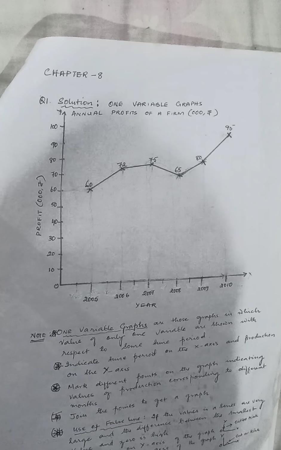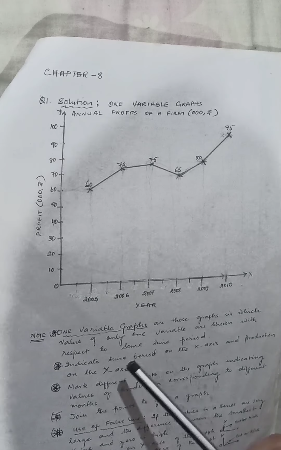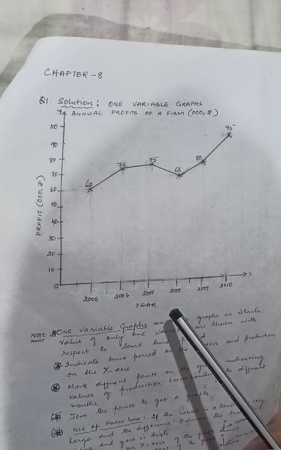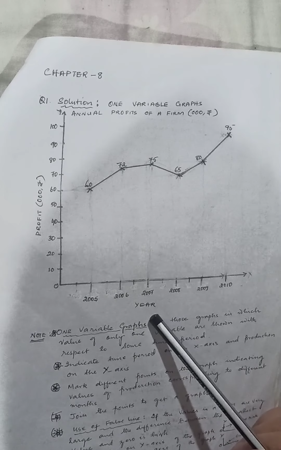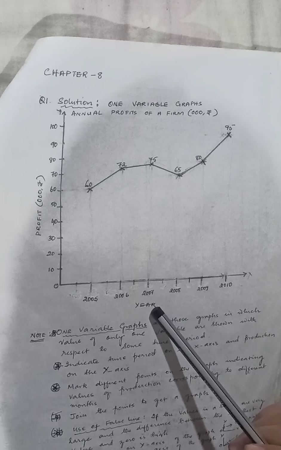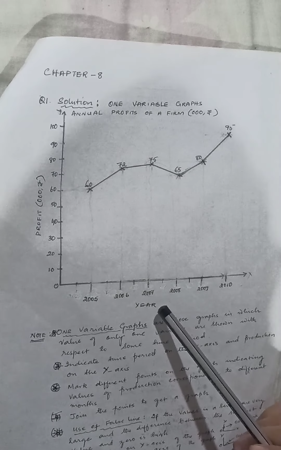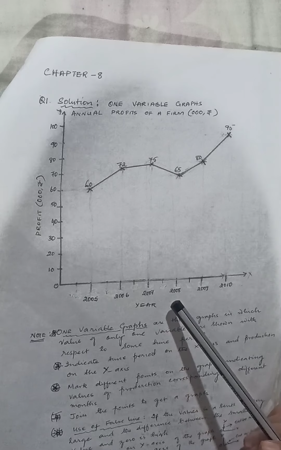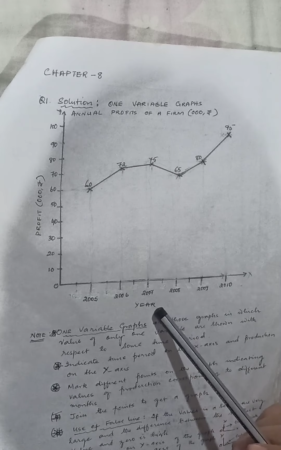So in this, year and profit are given. Year is given as 2005 to 2010, and profit in thousands of rupees is given as 60, 72, 75, 65, 80, and 95.